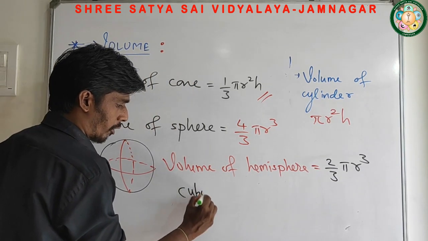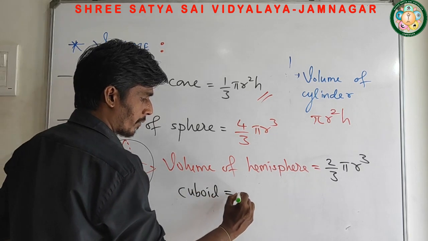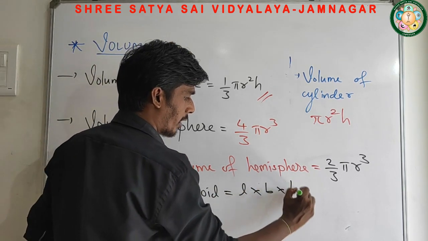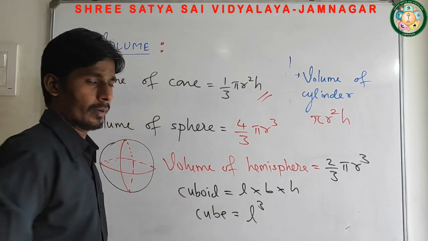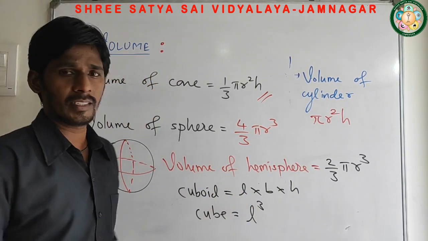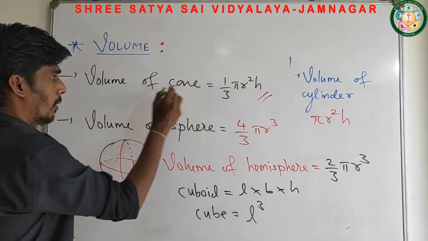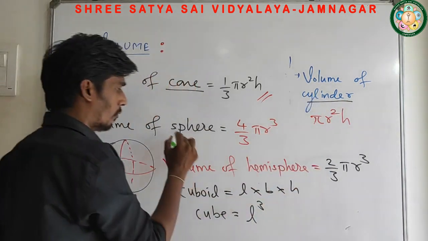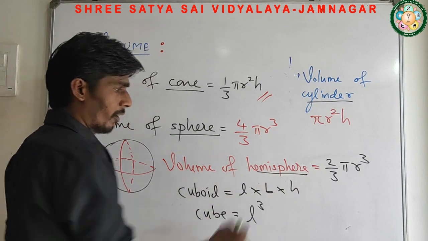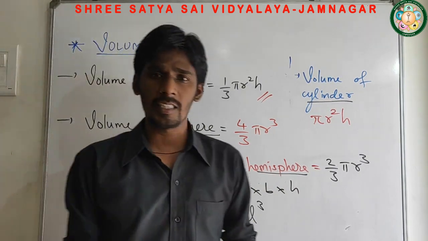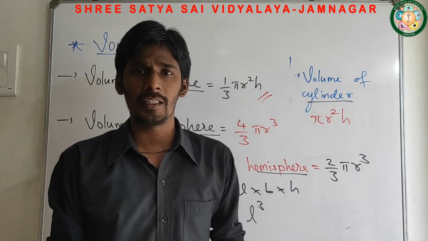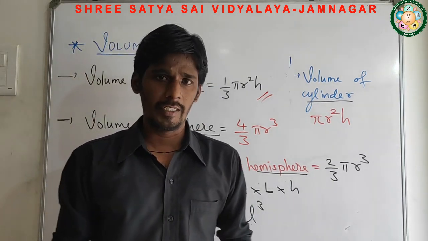The previous ones which we already wrote: cuboid, L into B into H, and volume of cube is L cube, L into L into L. So these are the 6 main formulas: volume of cone, cylinder, sphere, hemisphere, cuboid and cube. By using all these 6 main formulas, it's possible to find the volume of any solid.